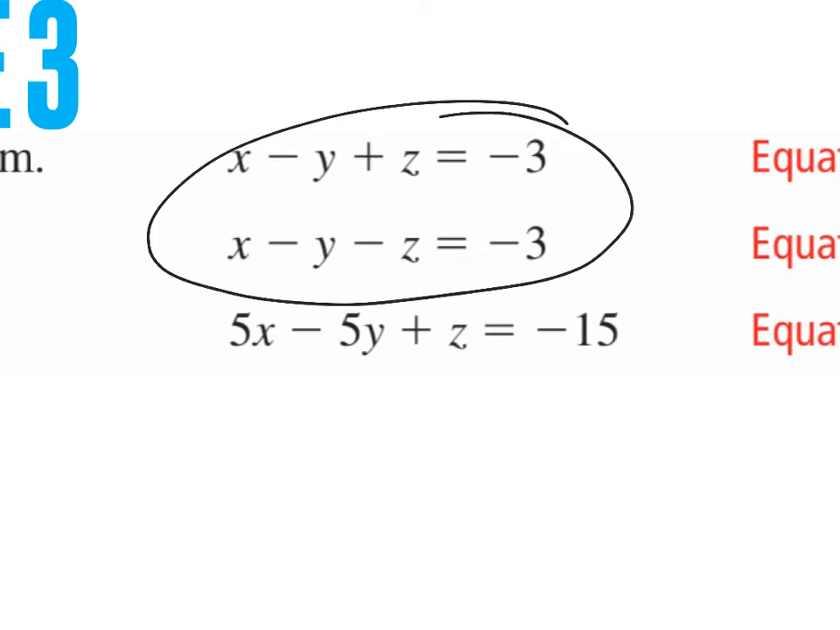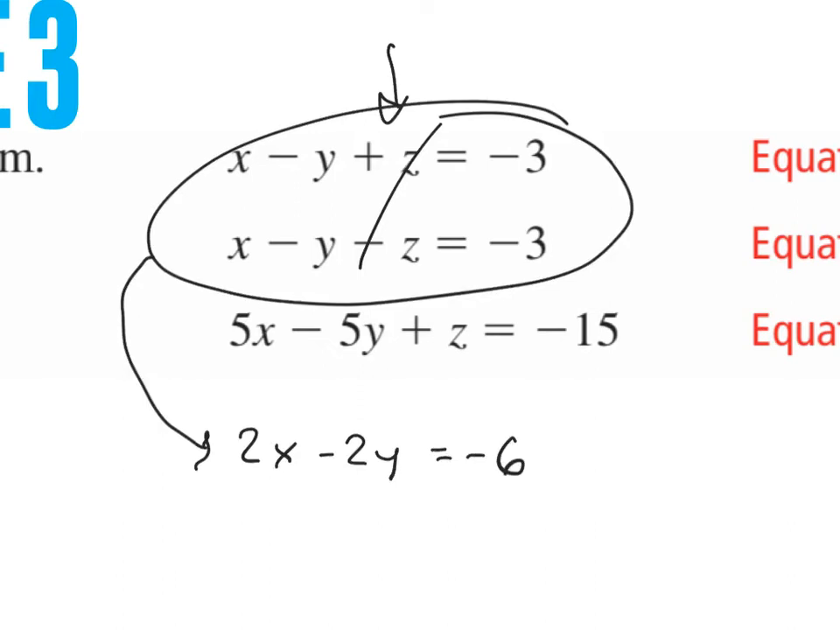Just looking at the first two here, we already see that we have a positive z and a negative z. So those are going to cancel out. So let's just go ahead and cancel out our z's. So we're going to add our first two equations together. So x plus x is what? 2x. Negative y minus y is what? Negative 2y. We said our z's cancel out. And then that's equal to negative 3 minus 3, which is negative 6.